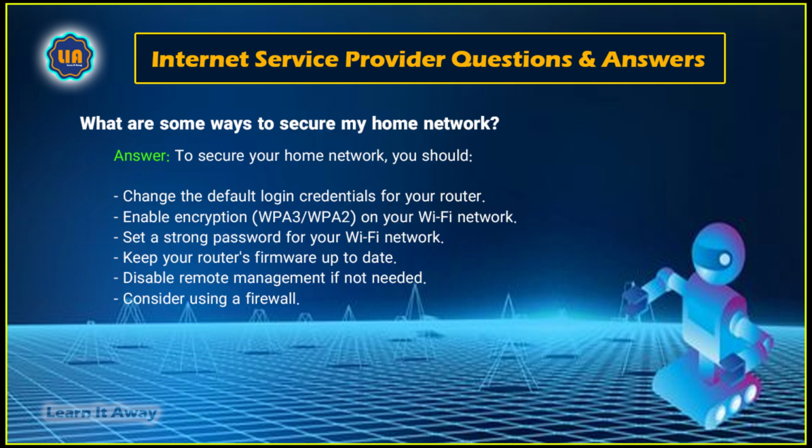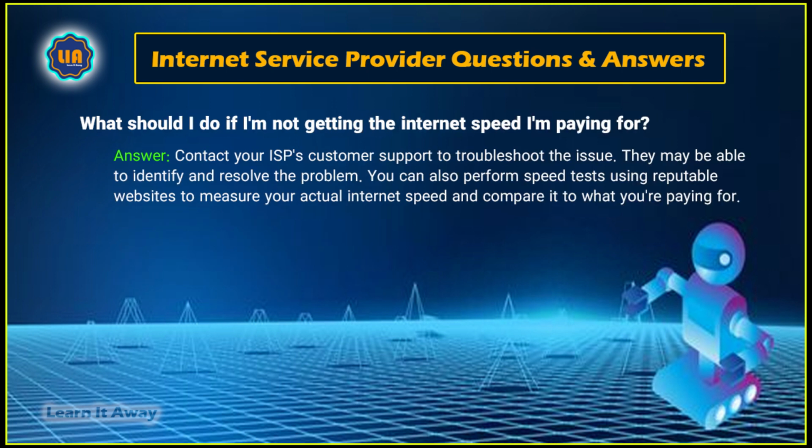What are some ways to secure my home network? Answer. To secure your home network, you should change the default login credentials for your router. Enable encryption, WPA3, WPA2, on your Wi-Fi network. Set a strong password for your Wi-Fi network. Keep your router's firmware up to date. Disable remote management if not needed. Consider using a firewall.